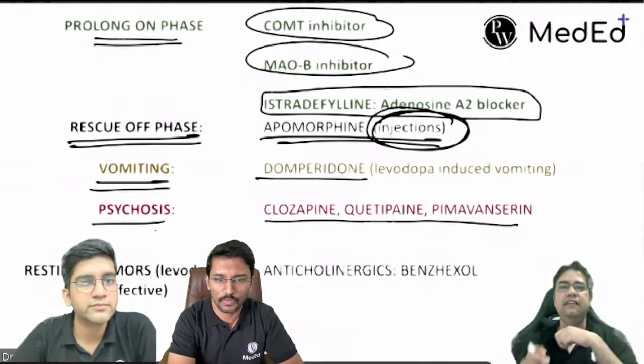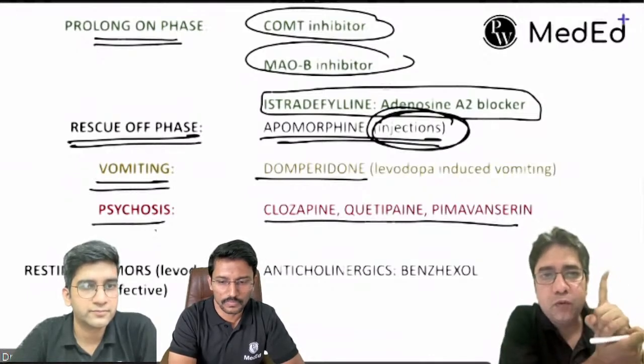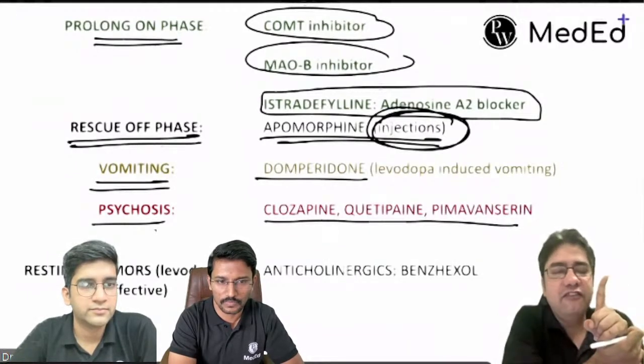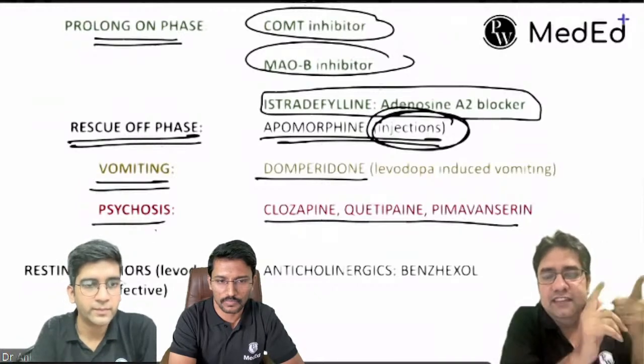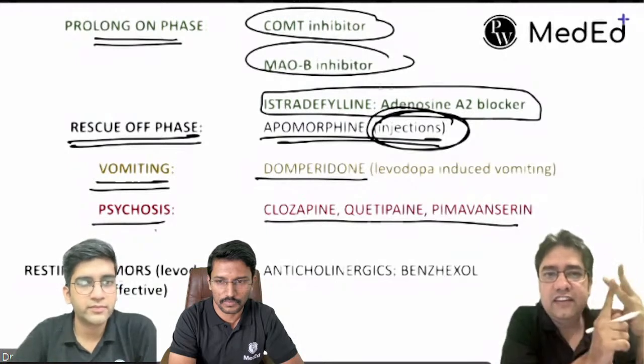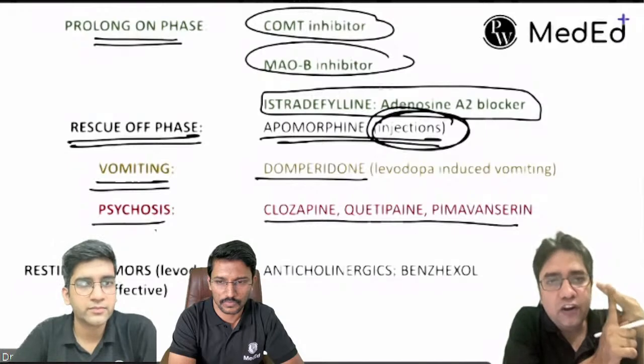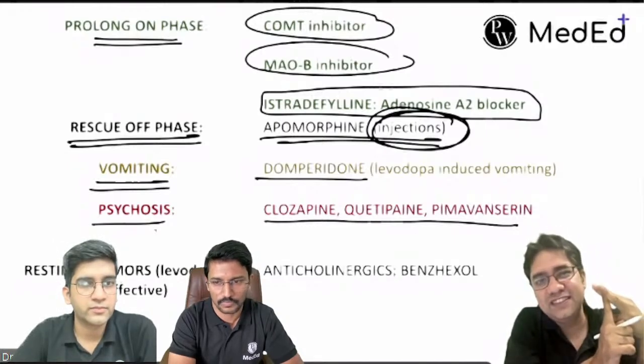And lastly, levodopa can control all symptoms of Parkinson's disease except one, where levodopa is not very effective. Is it rigidity? Is it bradykinesia? Or is it resting tremors? Remember, levodopa is not a good drug to control resting tremors.